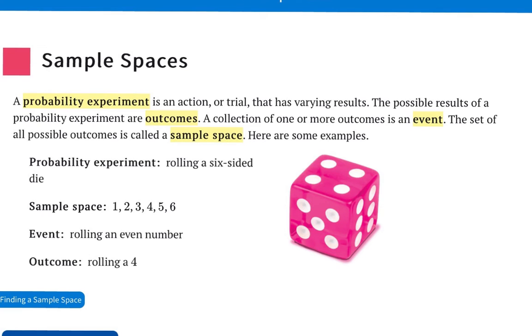So here's an example. Our probability experiment might be rolling a single six-sided die. The sample space would be those outcome numbers, the 1, the 2, the 3, the 4, the 5, or the 6. The event would be something like rolling an even number. What's the probability that you roll an even number? Well, the event would be that you roll an even number. The outcome might be rolling a 4, or rolling a 3, or rolling a 2. So that's some vocab we'll talk about throughout this chapter.